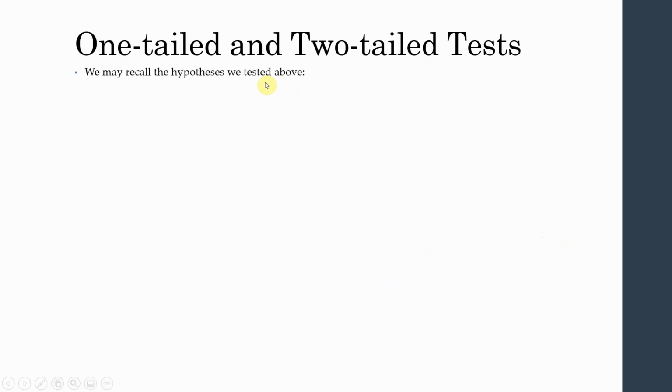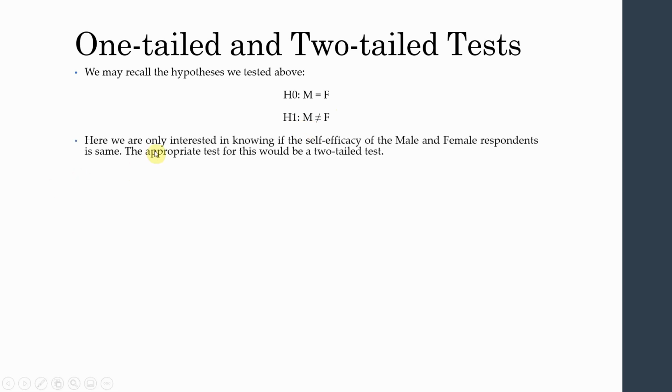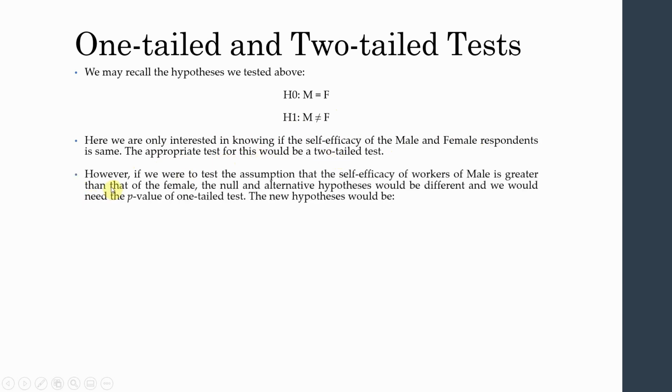We may recall the hypothesis we tested above. H0, which means male and female have got the same self-efficacy. H1, that is they have got different levels of self-efficacy. Here we are only interested in knowing if self-efficacy of the male and female respondents is the same. The appropriate test for this would be a two-tailed test. However, if we were to test the assumption that self-efficacy of male workers is greater than the female, the null and alternate hypothesis would be different and we would need the p-value of the one-tailed test.